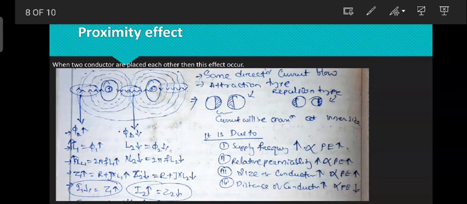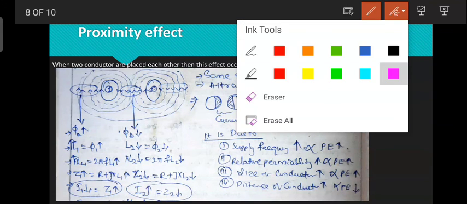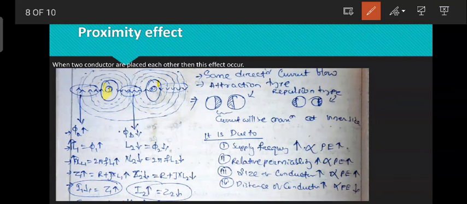Then come to our proximity effect. If there are two conductors like that, conductor A and conductor B, and they are close to each other, then this proximity effect will occur. Same direction current will flow in this effect, and those are attraction type and those are repulsion type. So the first figure is our attraction type and the second figure is our repulsion type proximity effect.